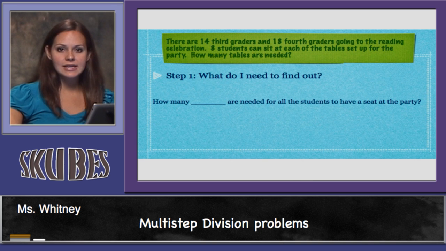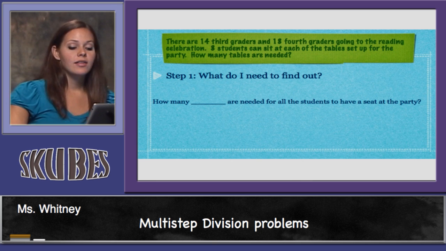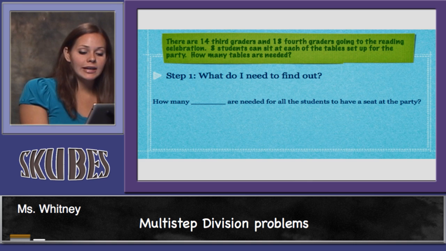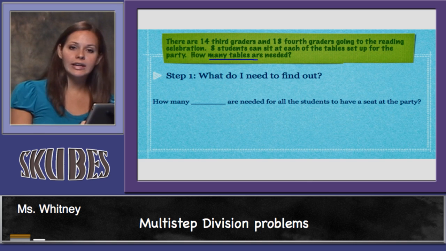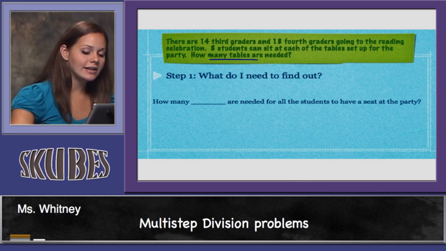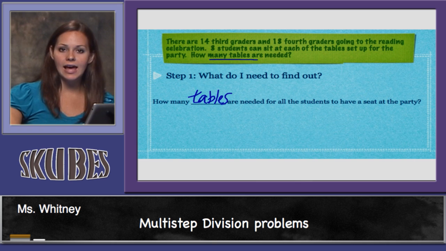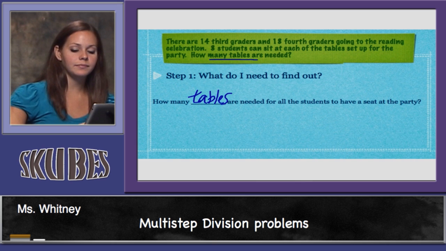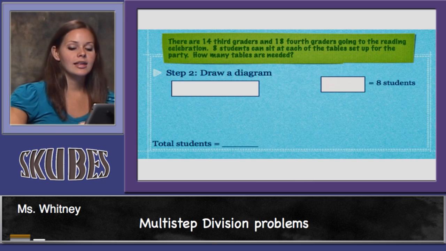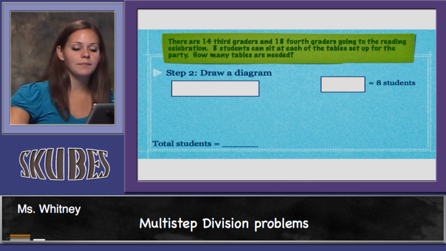The first step is to ask myself, what do I need to find out? The question says, how many tables are needed? So I need to find out how many tables are needed for all the students to have a seat at the party. Next, I'm going to draw a diagram.